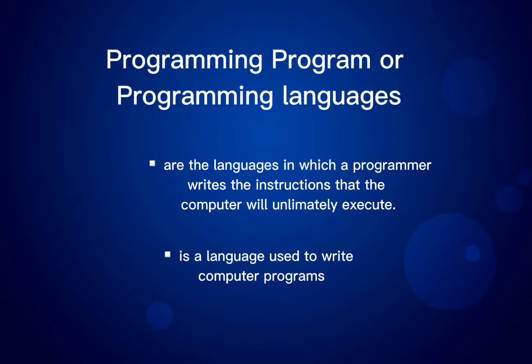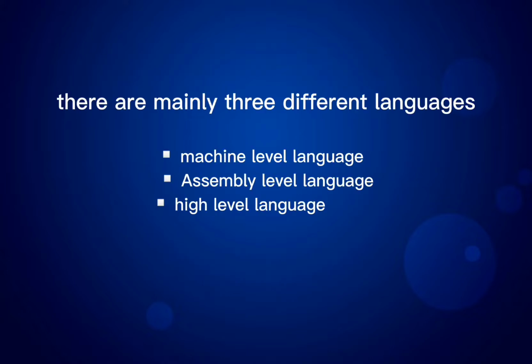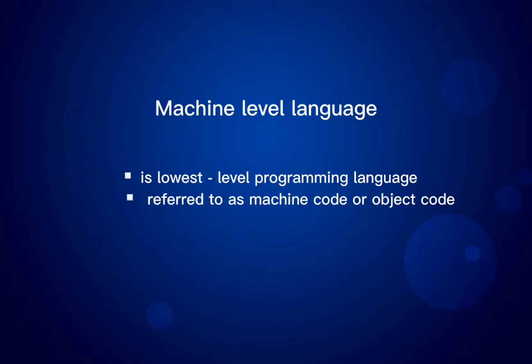Upang makapag-communicate tayo sa ating computer, we need some languages. And there are three mainly different languages with the help of which we can develop computer programs. And they are machine level language, assembly level language, and high level language. Machine level language is the lowest level programming language referred to as machine code or object code. Machine language is a collection of binary digits or bits that the computer reads and interprets.